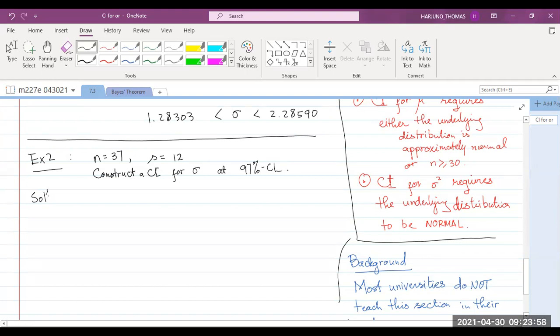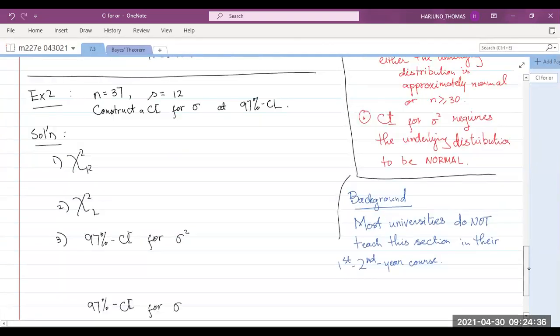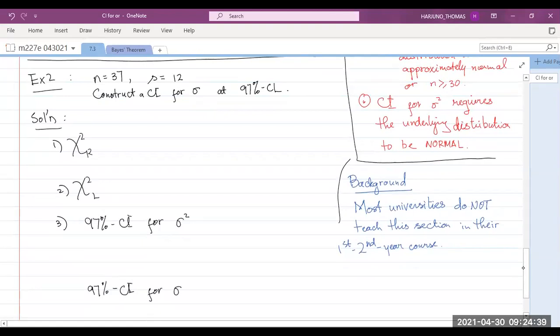Now let me remind you of the template. The first one, chi-squared right. The second one is chi-squared left. And then after that, you need to do the 97% confidence interval for sigma squared. And then after that, you do the 97% confidence interval for sigma.